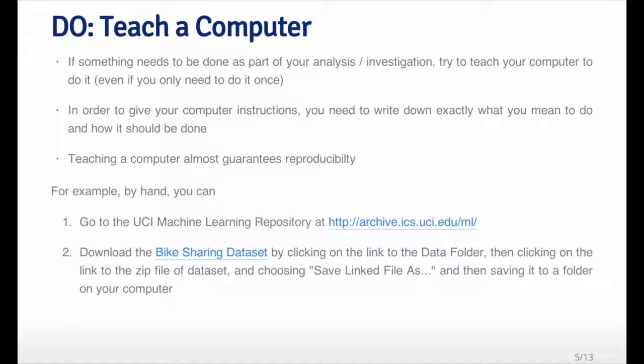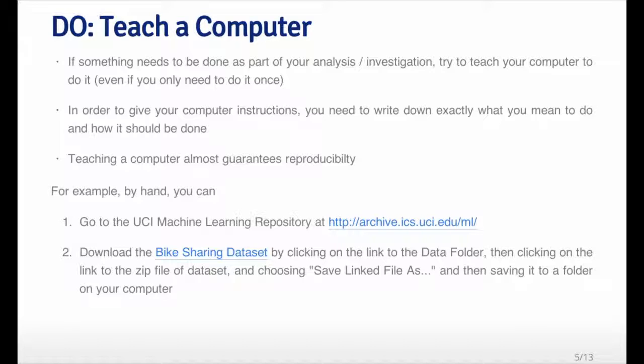One is that if you can teach a computer to do it, then you have solid rules and concrete instructions for what to do. So there's no room for fuzziness to play into the data analysis, because a computer, generally speaking, won't accept that kind of fuzziness. It needs exact programming instructions. When you give instructions to a computer, you're writing down exactly what you mean to do and how it should be done. And that is essentially the definition of reproducibility, right?